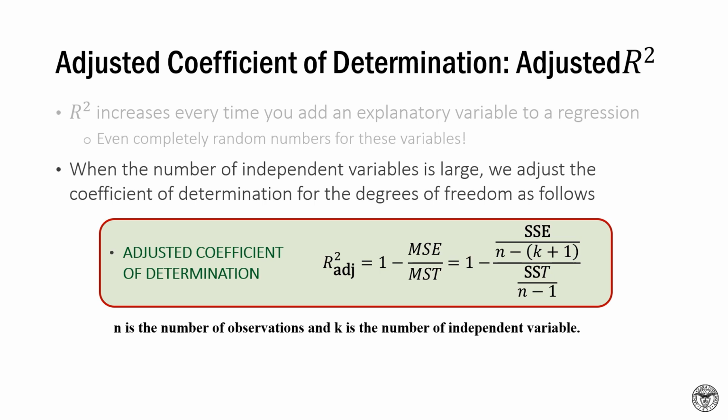The adjusted R-squared equation is given by 1 minus MSE over MST, equal to 1 minus SSE over n minus k plus 1, divided by SST over n minus 1, where n represents the number of observations and k signifies the number of independent variables.